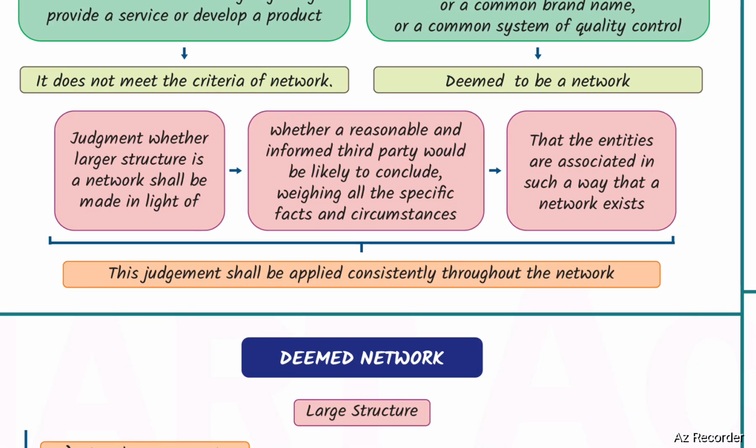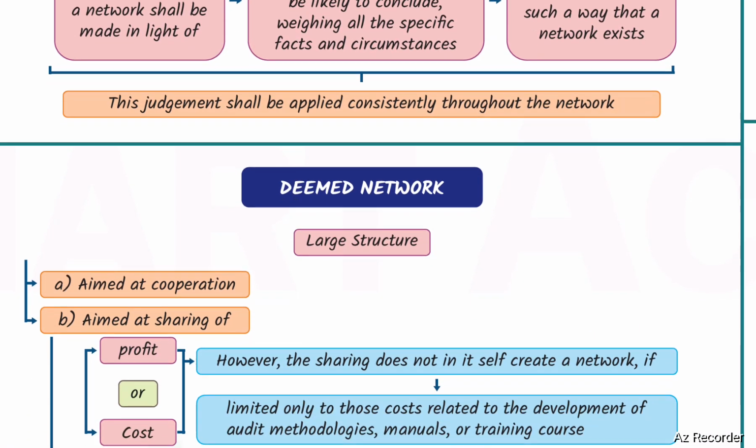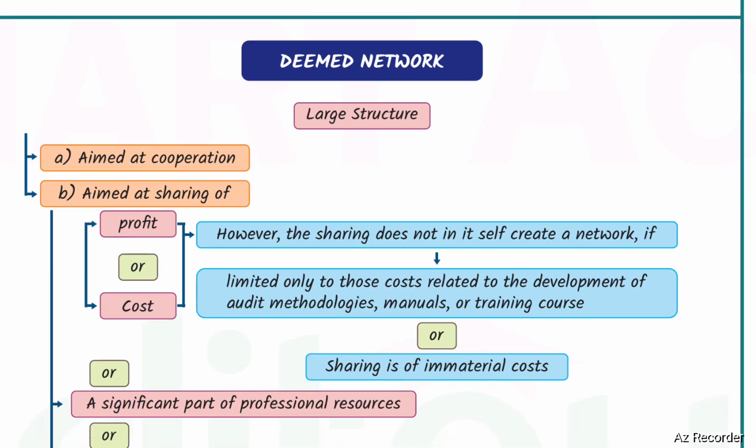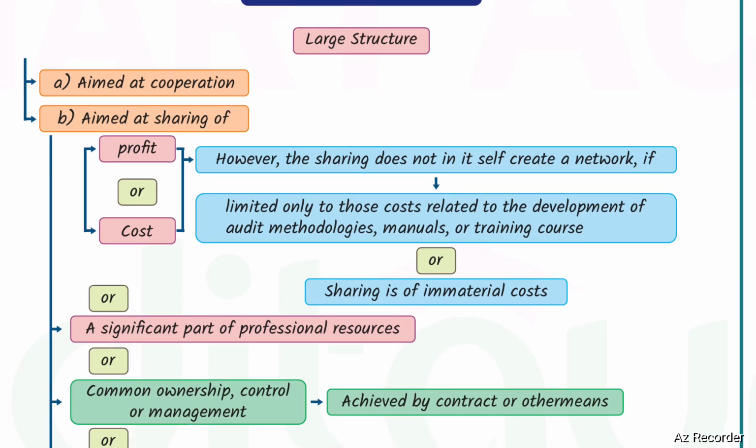Judgment whether a larger structure is a network shall be made in light of whether a reasonable and informed third party would be likely to conclude, weighing all the specific facts and circumstances, that the entities are associated in such a way that a network exists. This judgment shall be applied consistently throughout the network. Deemed network: a larger structure aimed at cooperation, aimed at sharing of profit or cost.